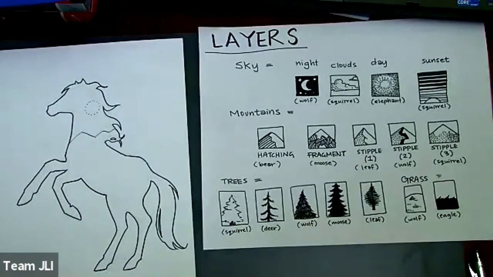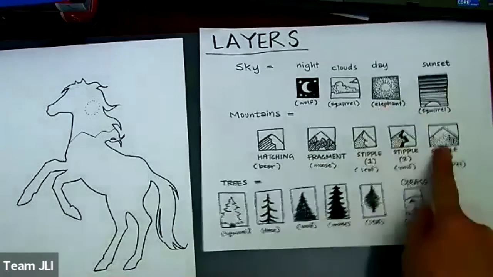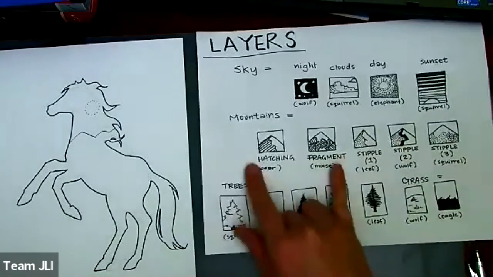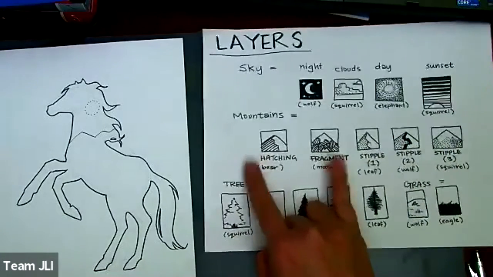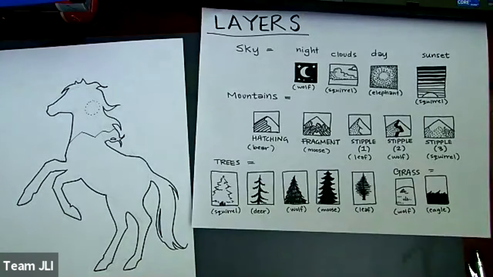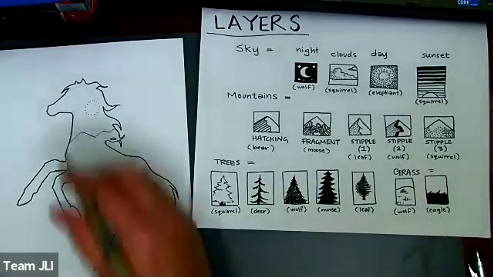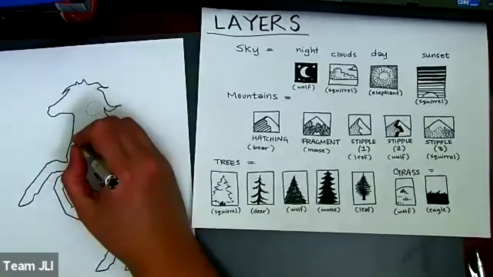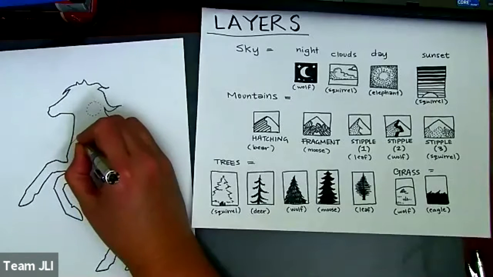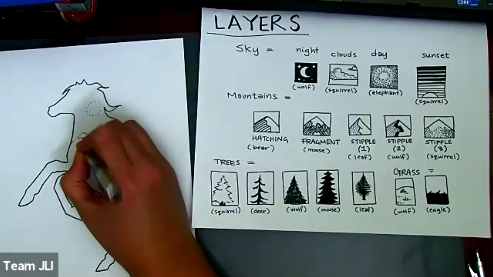Mountains. Well, if my sky is going to be stippled, I probably don't want to stipple my mountains, so I'm going to go for some kind of hatching. Probably do the simple hatching. But maybe I'll have some snow topped peaks.